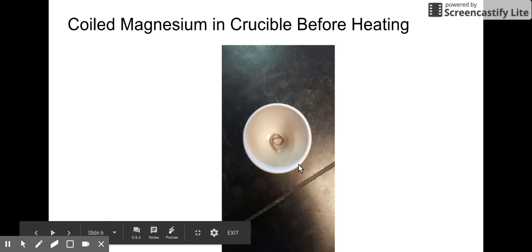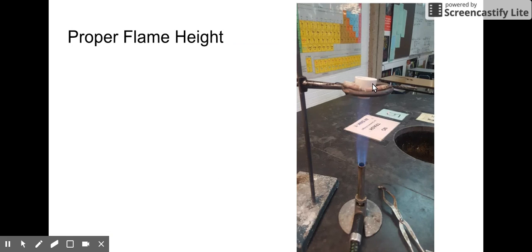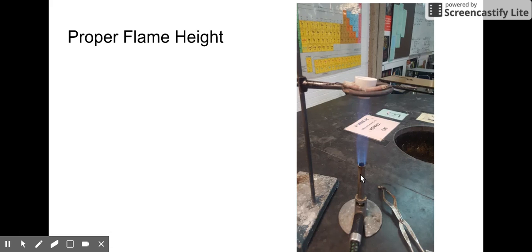So we're going to return to our lab bench. You're going to go ahead and put your crucible in your clay triangle. Make sure that your Bunsen burner is underneath it. Then ask Mr. Isaacs to go ahead and come by and get the Bunsen burner going for you.